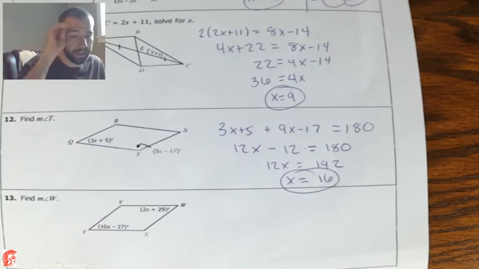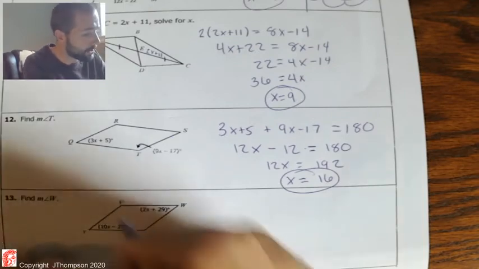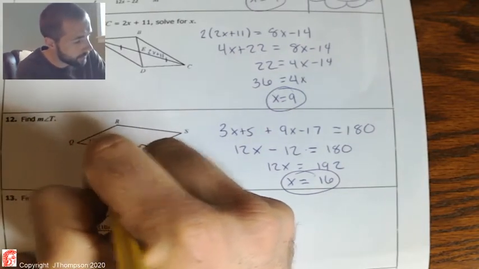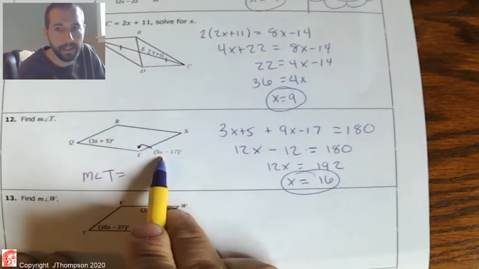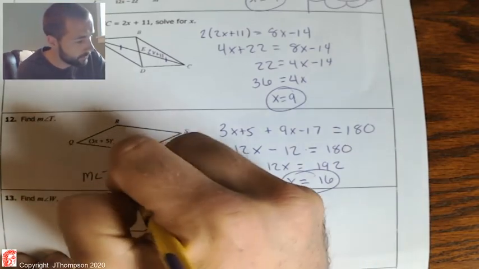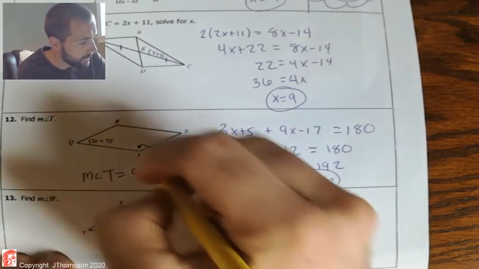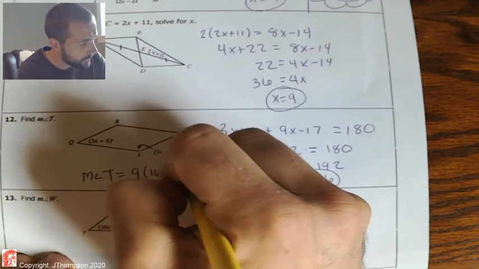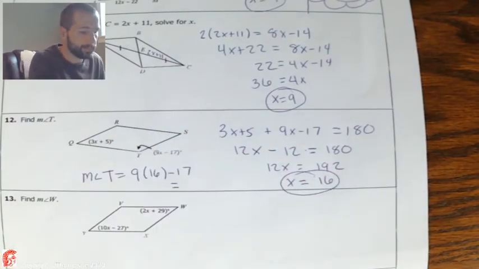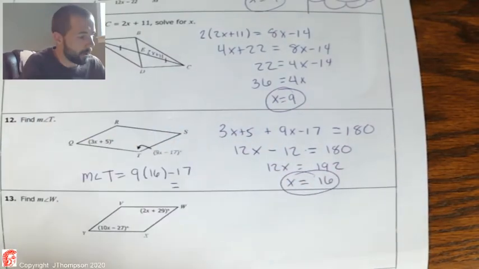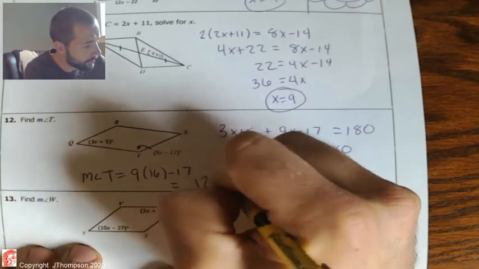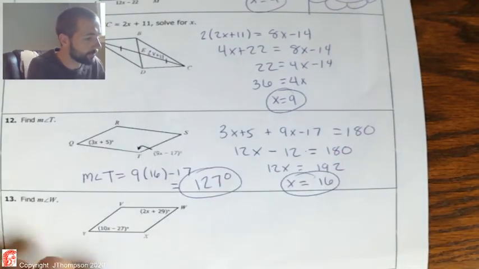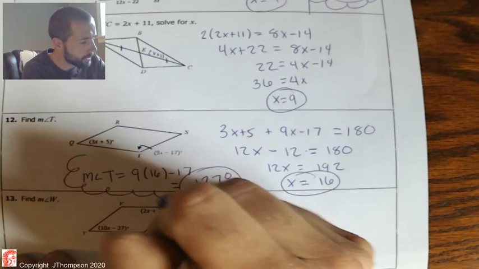Now they want the measure of angle T, so we have to go back in and plug it in. So for the measure of angle T, we're going to plug it into the 9x minus 17. So 9 times x, which is 16, minus 17. That's going to give us 127 degrees. So that's our answer for the measure of angle T.